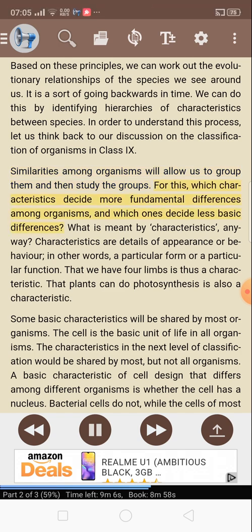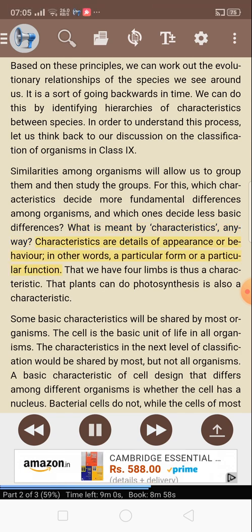For this, which characteristics decide more fundamental differences among organisms, and which ones decide less basic differences? What is meant by characteristics, anyway? Characteristics are details of appearance or behavior, in other words, a particular form or a particular function. That we have 4 limbs is thus a characteristic. That plants can do photosynthesis is also a characteristic.